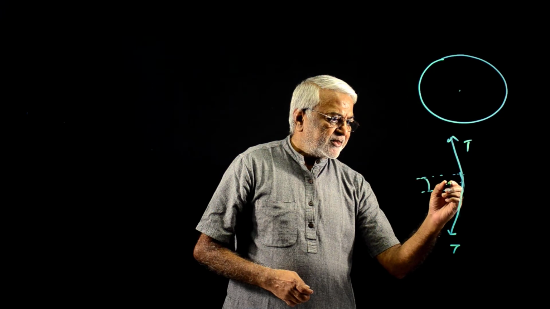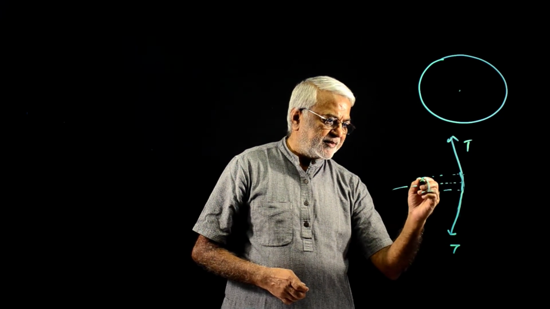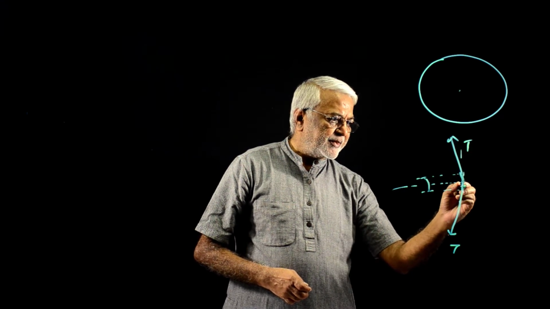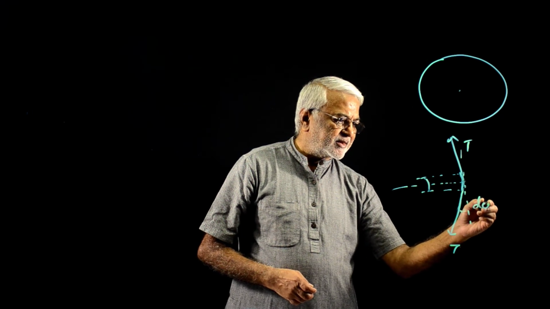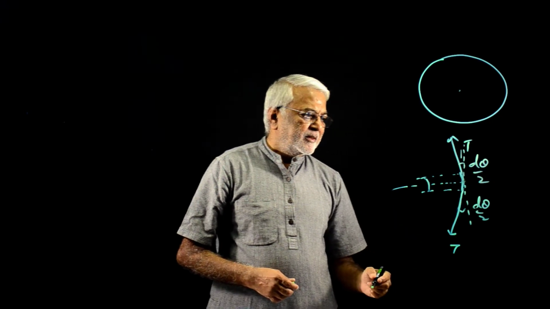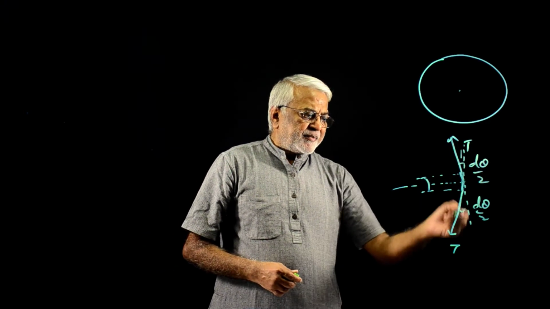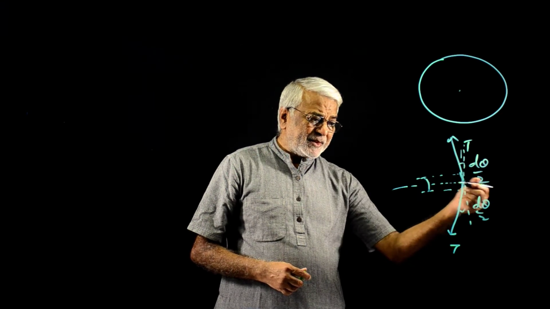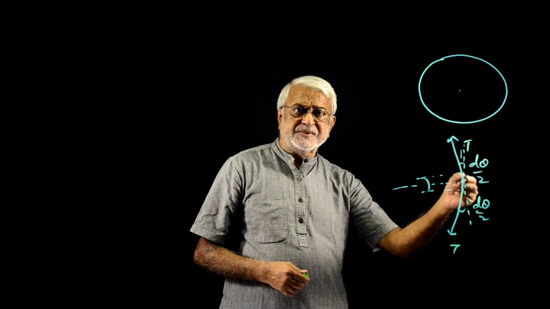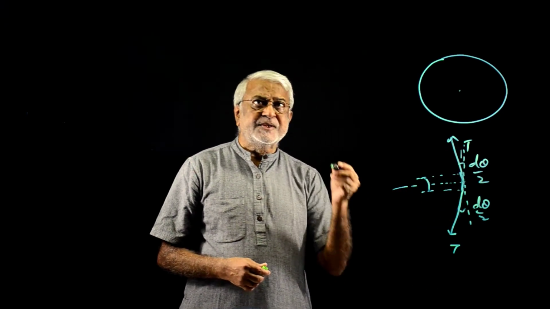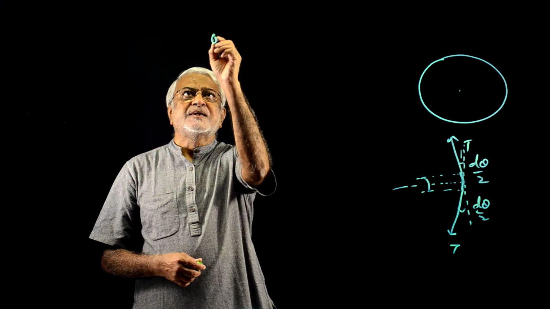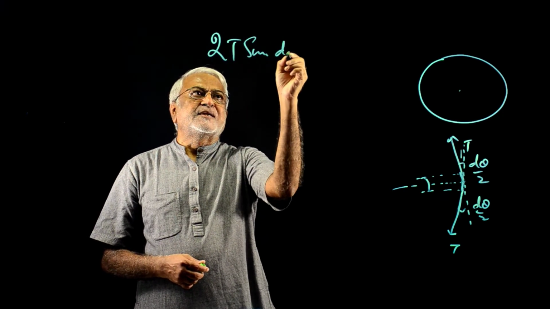We'll draw the symmetry line, which also goes to the center, the bisector of this angle. So this angle is d theta. Then if I draw a tangent here to the midpoint, this angle will be d theta by 2, d theta by 2. So you can split the components of the tensions towards the center and along the tangent. Along the tangents they balance out: T cos d theta by 2 and T cos d theta by 2. Towards the center, T sin d theta by 2 and T sin d theta by 2. That is 2T sin d theta by 2.